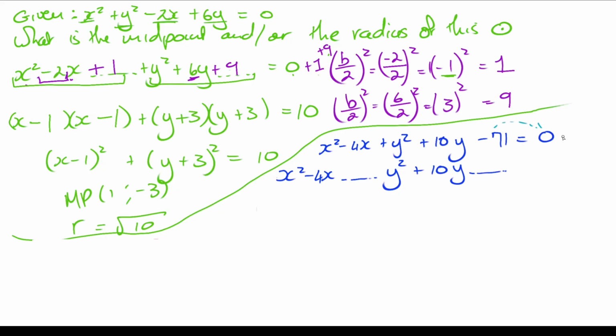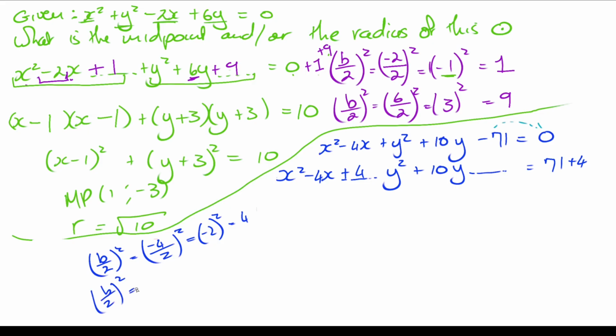Leave a little space. Bring that over to the other side. 71. Okay. We run our little equation. X is -4. -2 squared equals 4. So we're going to say plus 4, plus 4. Y is going to be 10, equals 10 over 2. Ooh, that looks like a 16. Squared equals 5 squared equals 25. Ooh, love it. Plus 25.